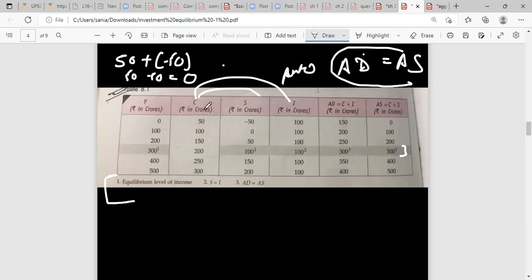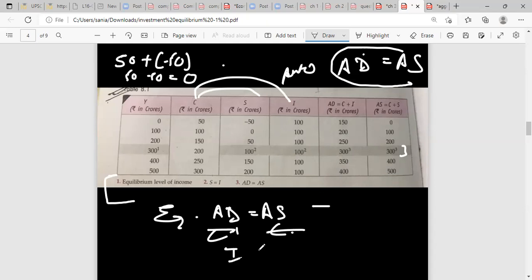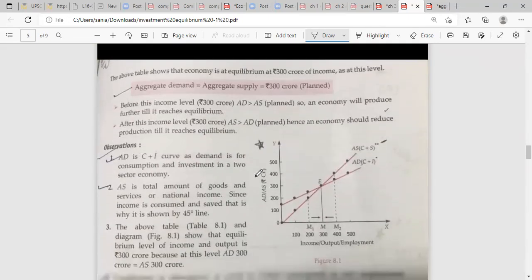Tell me. Okay. So over here, at the equilibrium point, you have first AD equals AS. We already discussed that when you expand it, C plus I and C plus S, you get I equals S. So over here, you can see I is equal to S. At the equilibrium level of income, C plus S is equal to C plus I, and AD is equal to AS. And this is basically the graph.